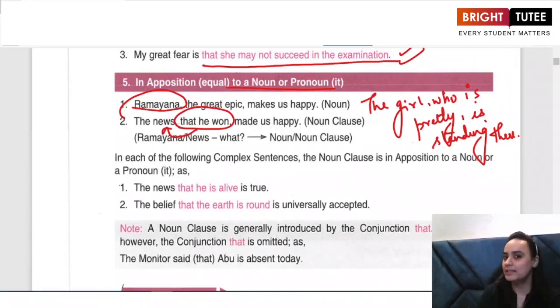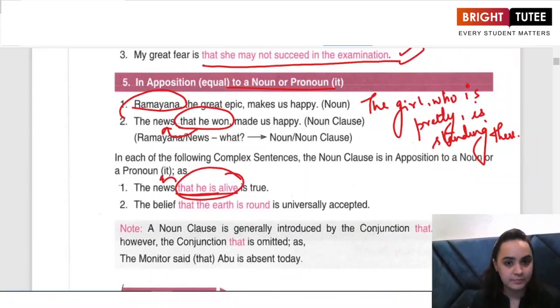Okay, look at the next sentences. The news that he is alive is true. What is true? The news. And what was there in the news? That he is alive. So that he is alive holds the equal value as my noun, which is the news.